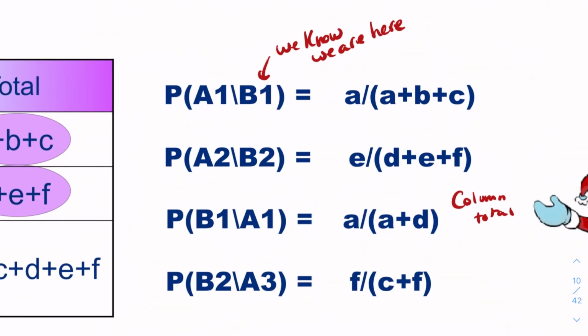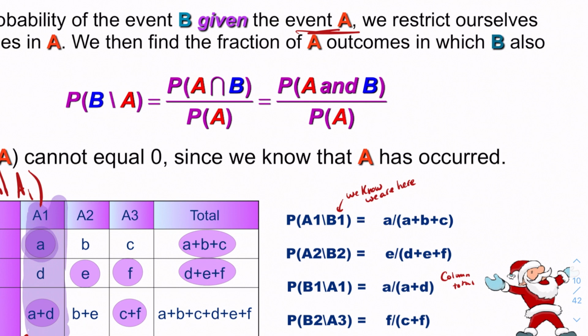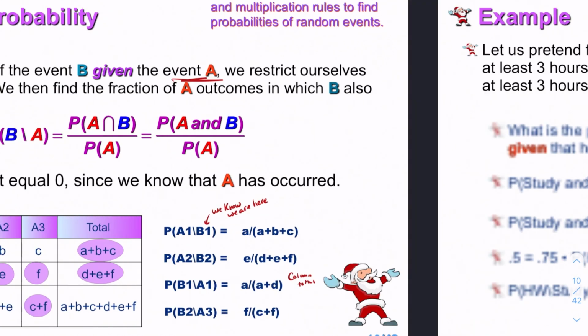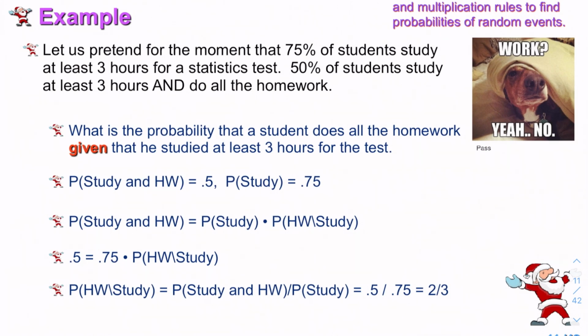So we can switch these orders, and instead of looking at all of the sample space, which is A plus B plus C plus D plus E plus F, we are looking at a subspace, or a subsection of those totals. This is where being able to read a contingency table really comes in handy. Also, how do you set these up? For example, let's pretend for a moment that 75% of students study at least 3 hours for a statistics test. So the probability study is 0.75.